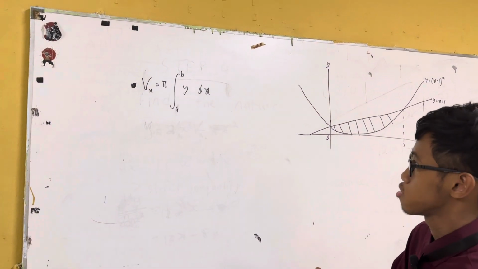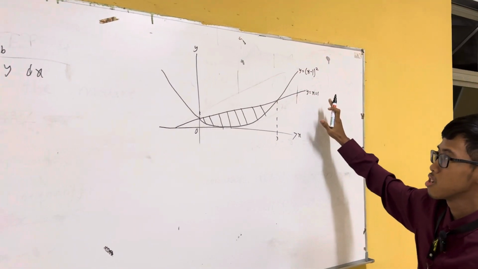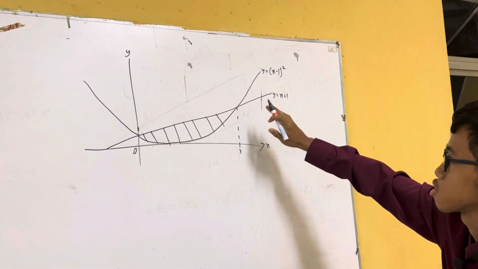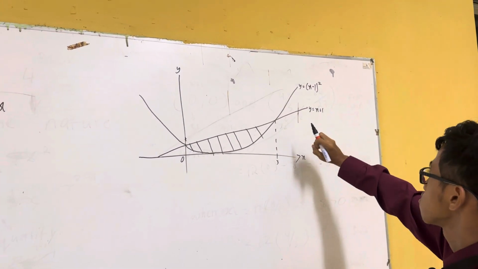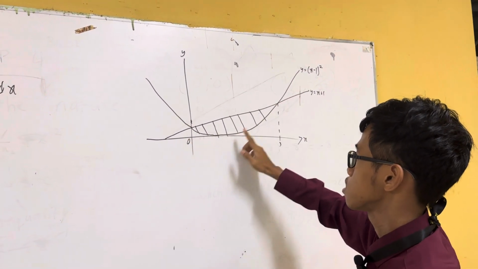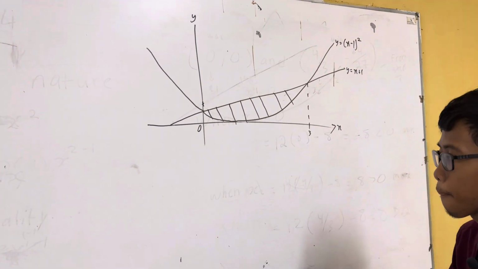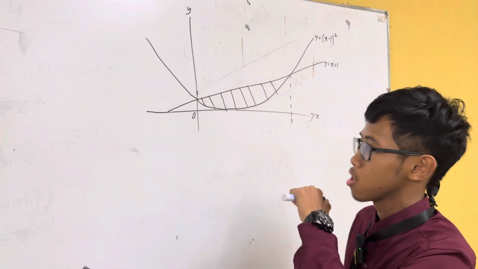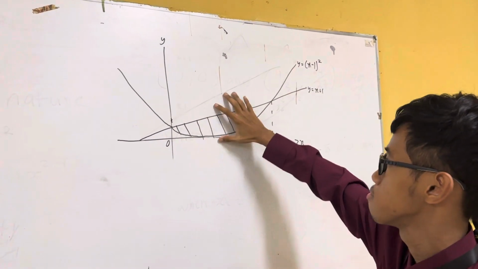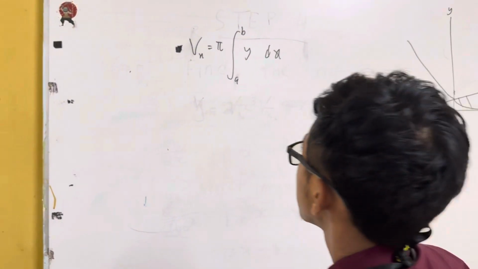Today I want to explain about this formula. This formula is used to find a volume for this graph. From this graph we got two equations for two different shapes. Our mission is to find this volume for this area. So we use this formula.